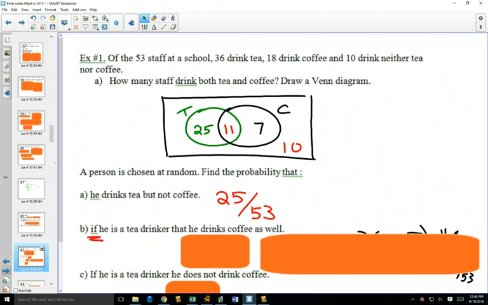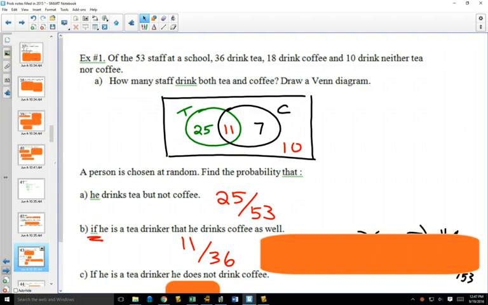Part B is a conditional probability. You are told a condition. The person is a tea drinker. What is the chances they like coffee as well? So as soon as a condition is given, your sample space gets smaller. We're now not considering all 53 people. We are only considering the green circle, because they tell us it's a tea drinker. We can ignore these other 17 people. So what is the chances that person drinks coffee as well? There's going to be 11 out of those 36. So it's been reduced and gotten smaller.